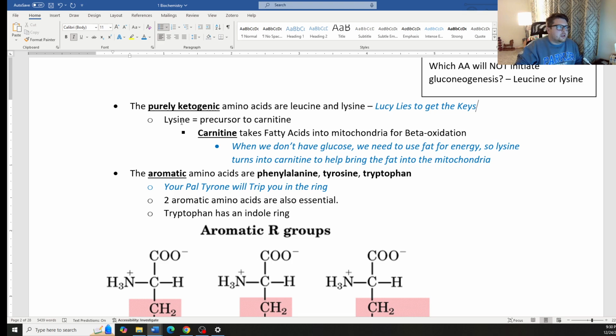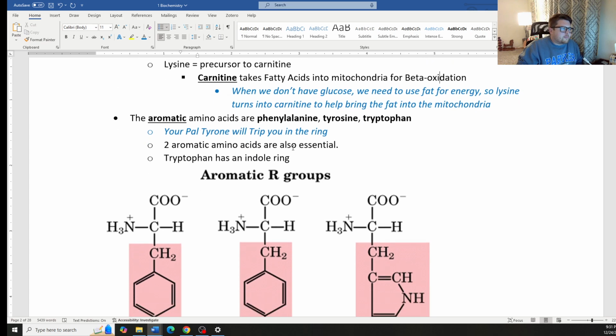Additional information: lysine is also a precursor to a special protein called carnitine. Carnitine's job is to take long chain fatty acids into the mitochondria to be broken down through a process called beta oxidation. This is going to come back. We're going to see this again later on.